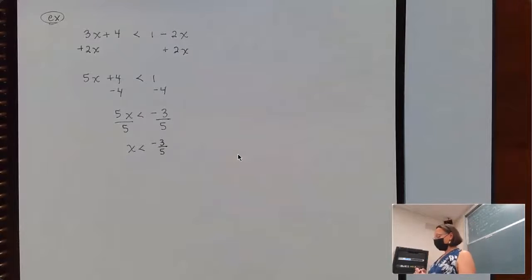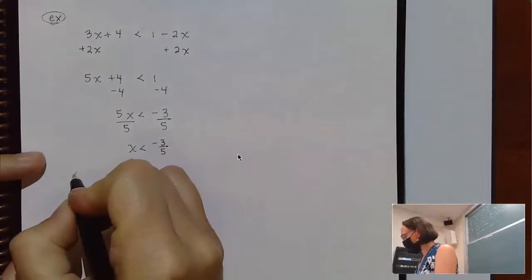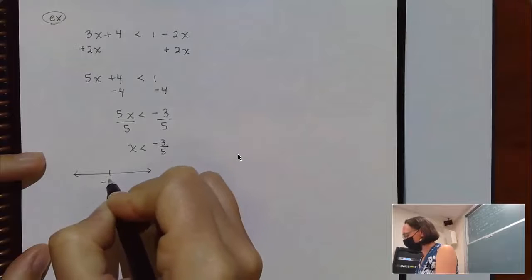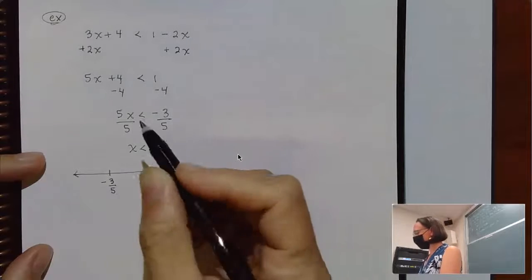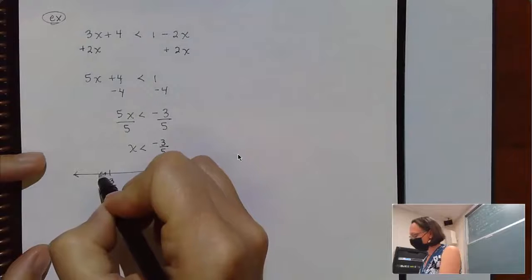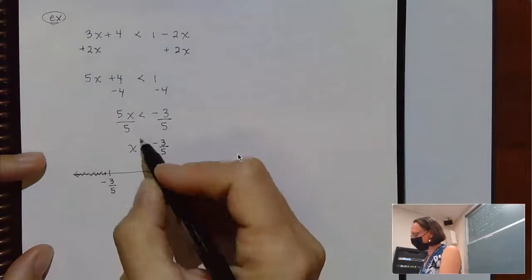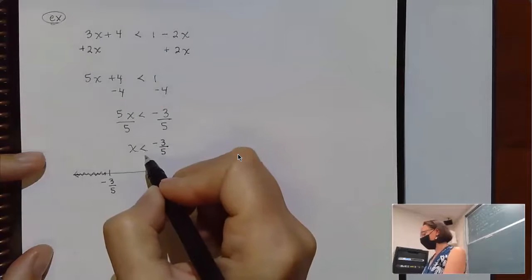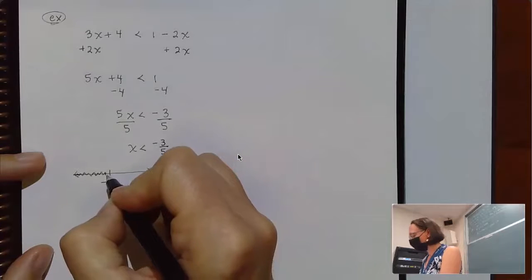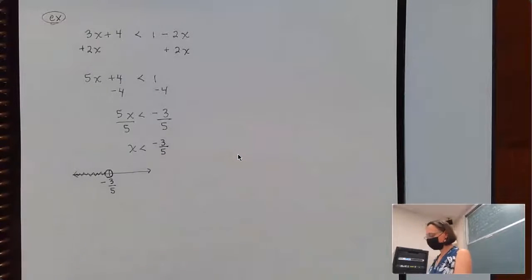But if I asked you to sketch or draw the solution or graph the solution, we'll get our number line. I'm just going to plop -3/5 on there. And because x is less than -3/5, I know I'm headed to the left. It does not have the little "or equal to" bar at the bottom. So an open circle or parentheses will do.